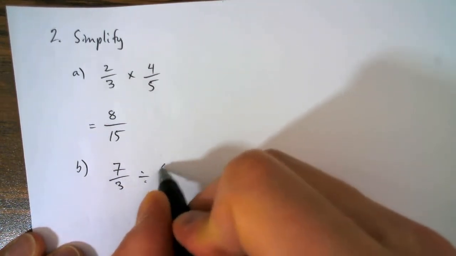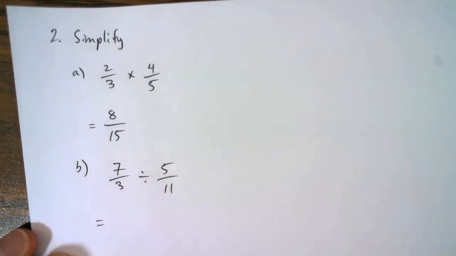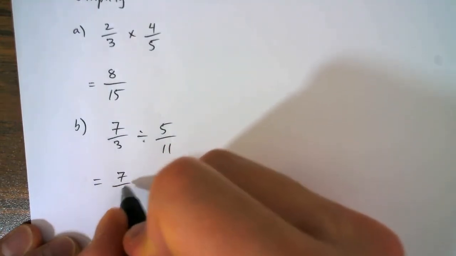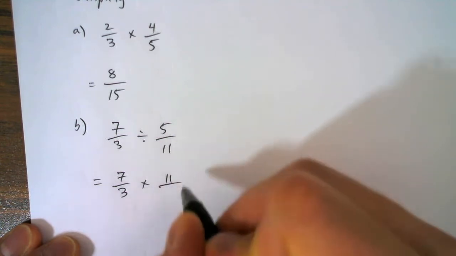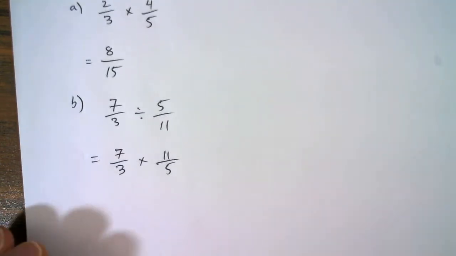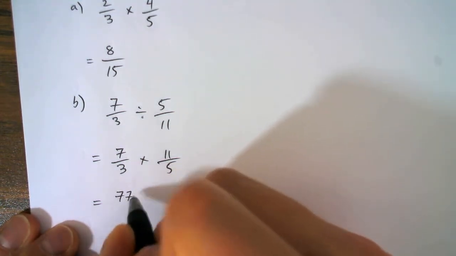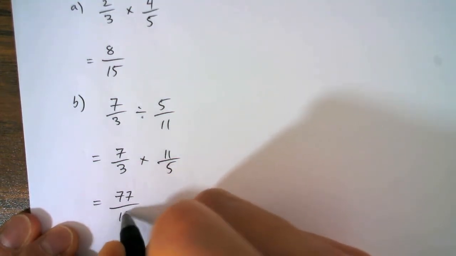Let's divide two fractions. When we're dividing two fractions, that's the same as multiplying by the reciprocal. And just like we did in the previous question, multiply the numerators and the denominators.